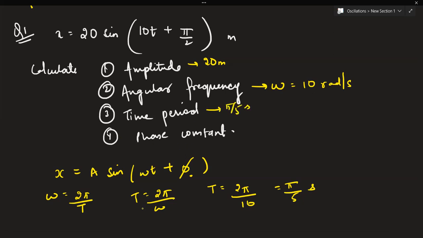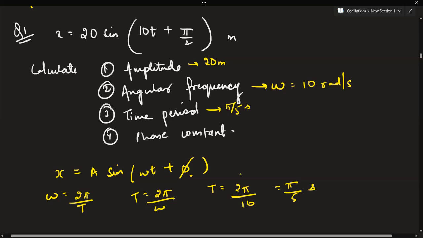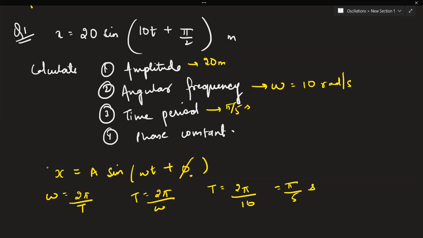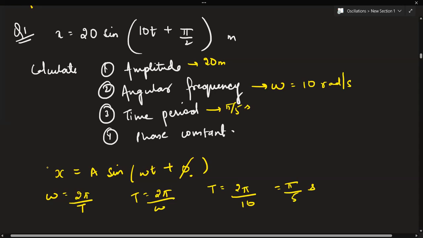Phase constant. Yes, Aisha, tell me, what is the phase constant from this equation? Pi by 2. See, from this equation, this is phi naught, so instead of phi naught we have pi by 2. So the phase constant, you are right, is pi by 2. What is pi by 2? This is 90 degrees only. So the phase constant is 90 degrees. This is a very basic question. Is this question clear?